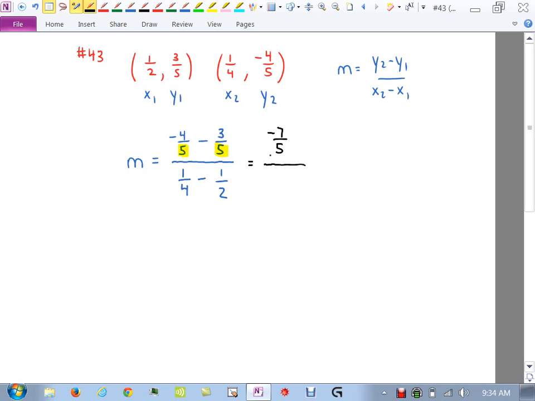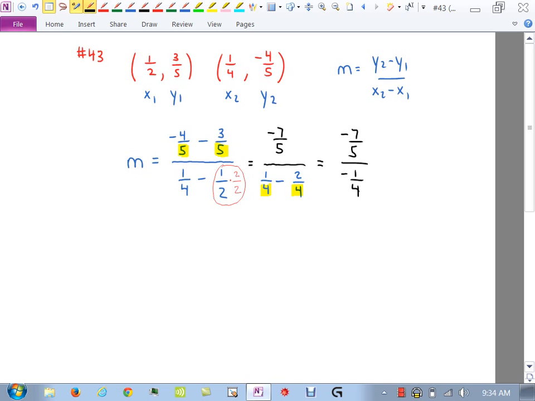And then on the bottom fraction, I actually have to get a common denominator. So what's the common denominator, or LCD there? 4. So what I could do is take the 1/2 and multiply 2 on top and bottom. And if I do that, I'll get a 4 on the bottom. So that bottom becomes 1/4, take away 2/4. Is that okay? They have the same denominator. So I do 1 minus 2, which is -1, and then over 4. So right now I have -7/5 over -1/4.